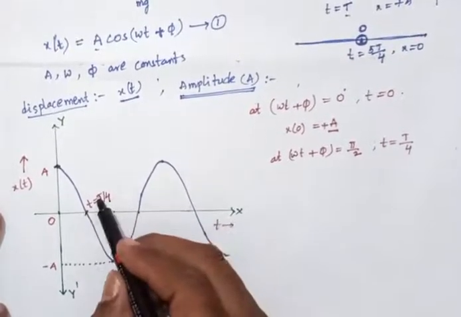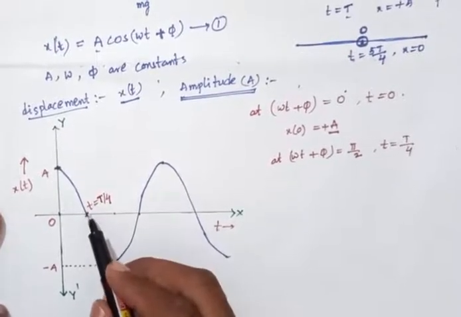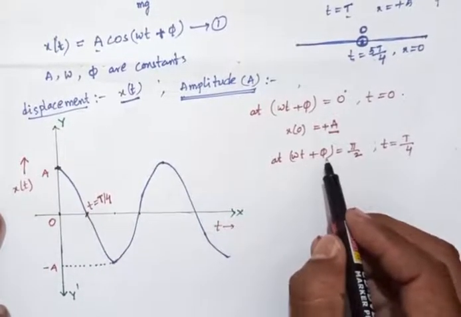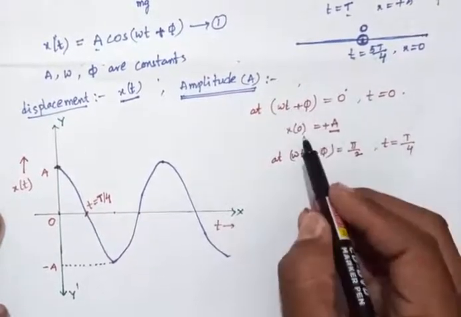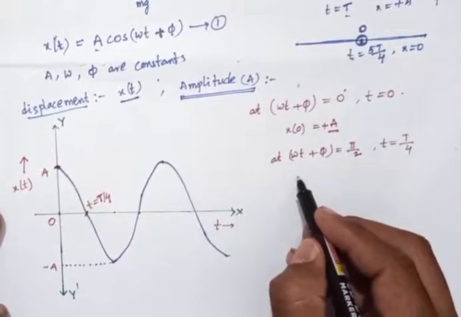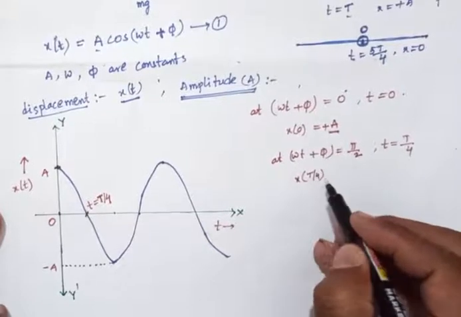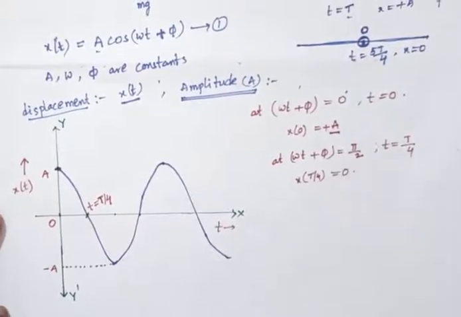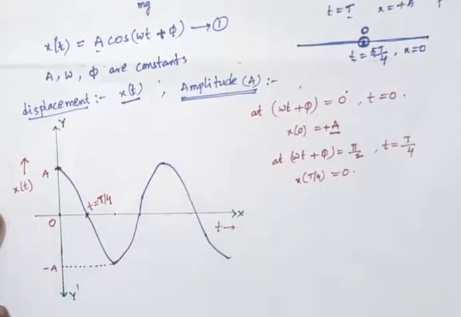So this is a quarter of the time period. At a quarter of the time period, omega t plus pi equals pi by 2. So cos pi by 2 equals what? Cos pi by 2 equals 0. So x of T by 4 equals 0.